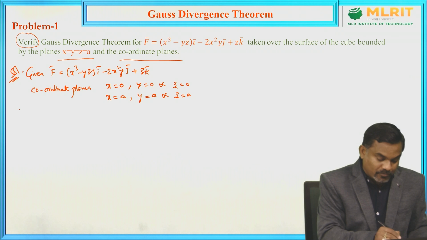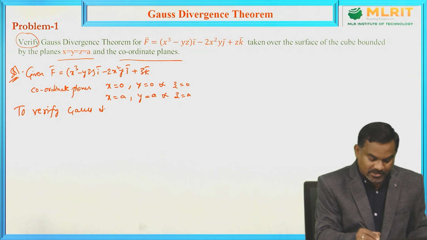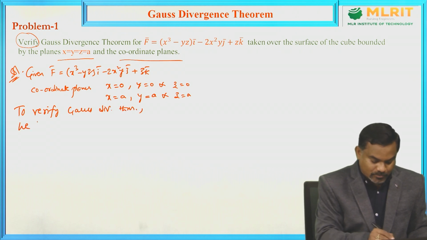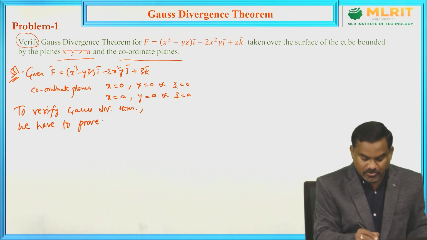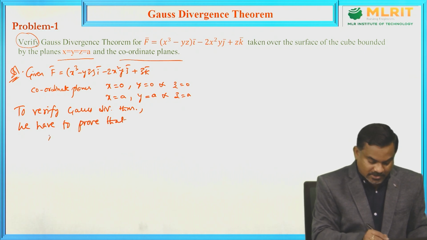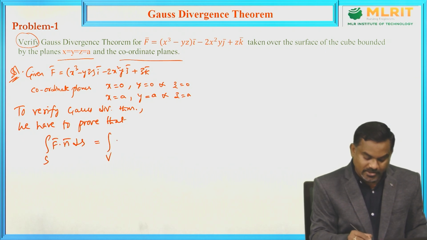Now to verify Gauss Divergence Theorem, we have to show that the surface integral f bar dot n bar dS is equal to the volume integral div f bar dV.